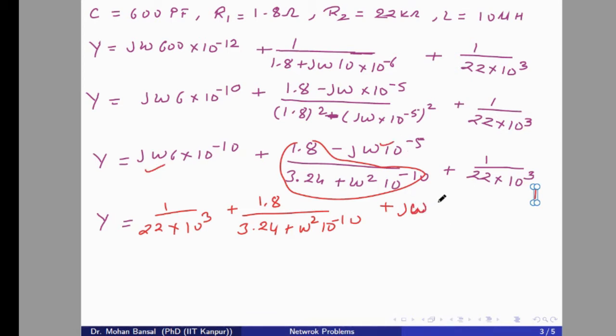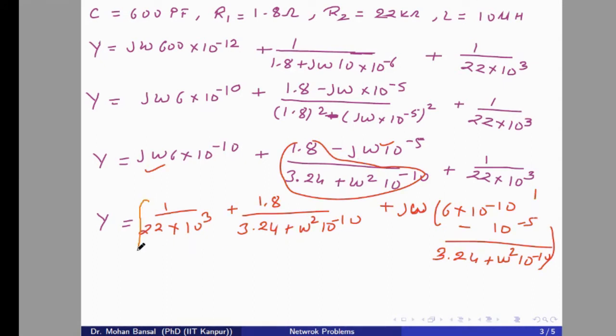Plus j omega 6 into 10 to the power minus 10 minus 10 to the power minus 5, divided by 3.24 plus omega square into 10 to the power minus 10. So now we have two different terms. One is this, which is the real part of the admittance, and this is the imaginary part of the admittance.